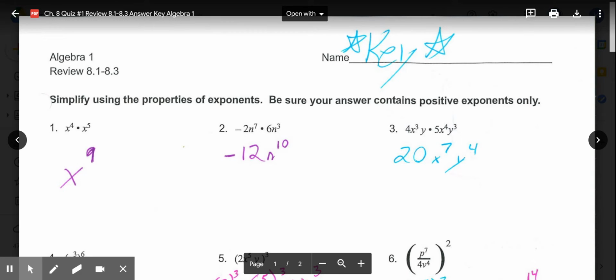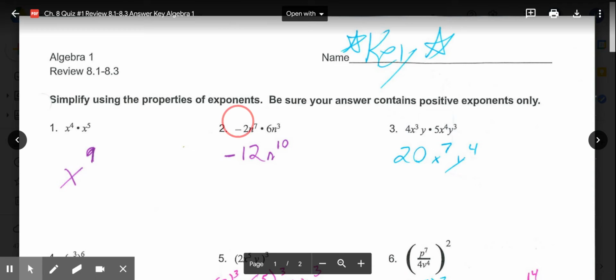So in number 1, we simply have x to the 4th times x to the 5th. So our rule of multiplying tells us we need to add the exponents. So 4 plus 5 gives us x to the 9th.